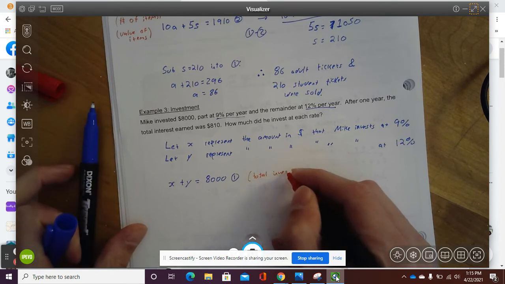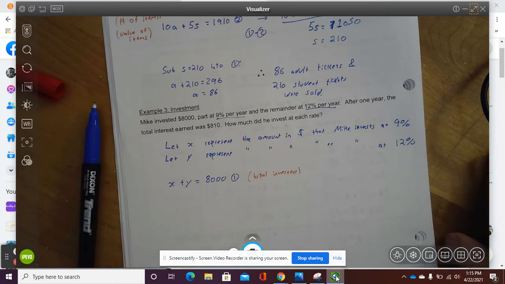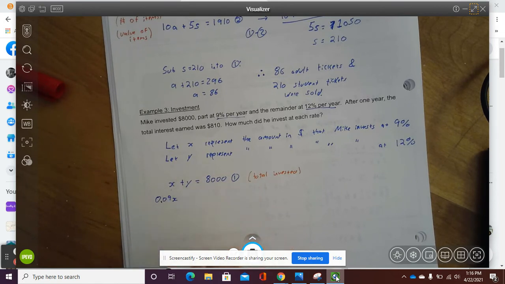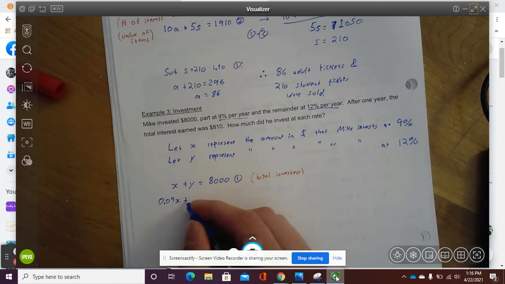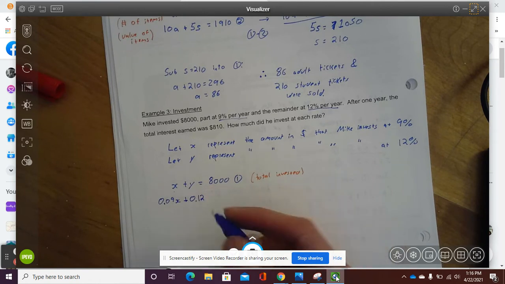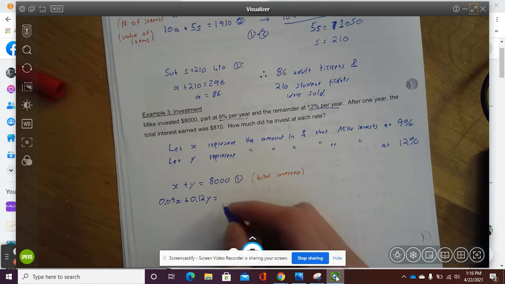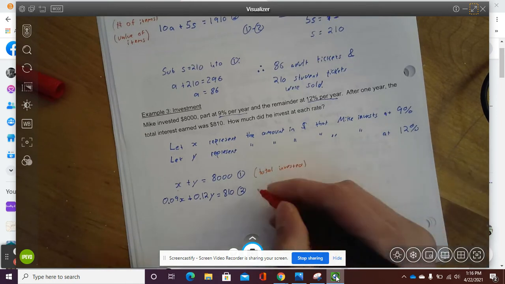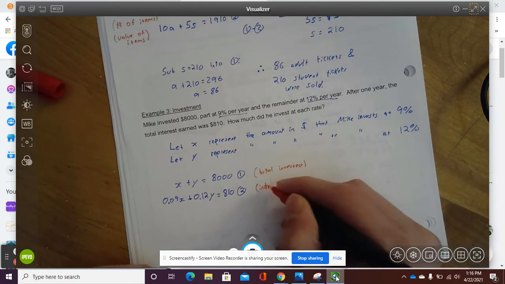And then the second equation is going to deal with, well, how much interest is he really earning? So on however many dollars he puts in the first account, he's going to get 9% of that as interest. So first of all, I'm going to convert the percent to a decimal. 9% is 0.09. So 0.09 times x will be the interest from the first account. So if he invested $100, if x was 100, he'd earn $9 in interest. He'll earn a little bit more. Whatever y is, he'll earn 12% of that, so 0.12 times y. And then his total interest was 810. So we can call that equation 2. We call that the interest equation. So I've got the total invested equation, and I've got the interest equation.